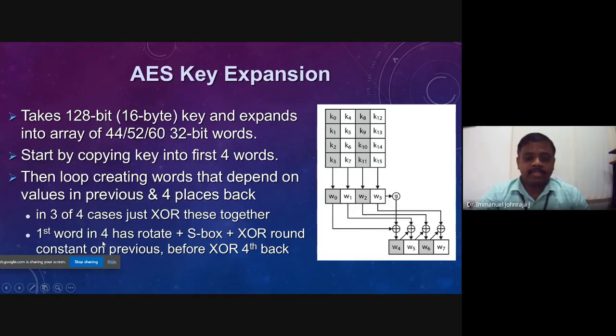But in the first word of each group of four, there is a rotation. It has the S-box. It has the XOR round, and then it is XORed back with the first value. This output is taken, so there is a small operation. What are the operations? Rotation, S-box, and XOR are all happening. This output comes and goes for the XOR. All others are a mere XOR with the previous word, no change. Okay, this is how the key is expanded.